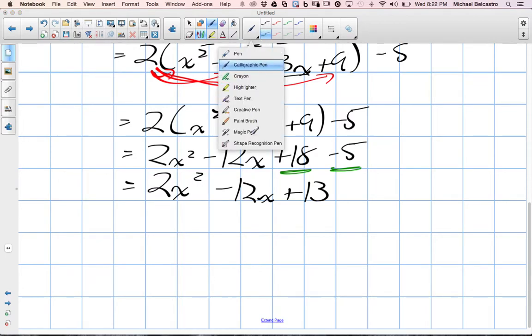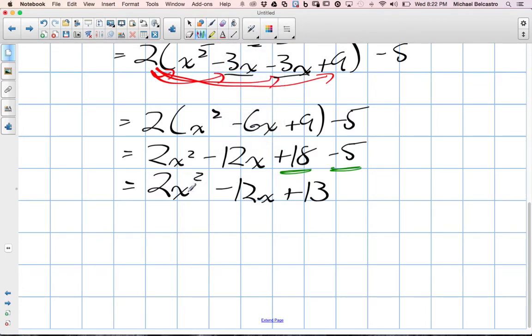The reason I know that none of these can be simplified is because this is x to the power of 2, this is x to the power of 1, and this has no variable. You could call it x to the power of 0 if you really wanted, but because none of the exponents on our variables are the same, we can't simplify. I can call that x to the power of 0 because anything to the power of 0 is 1, and 1 times 13 is still 13. So it still checks out.